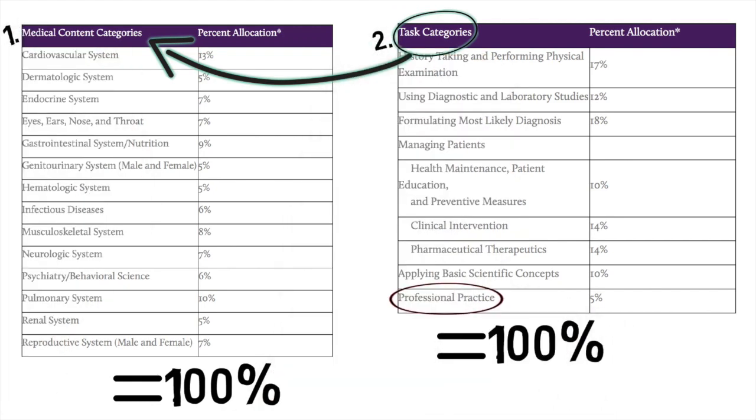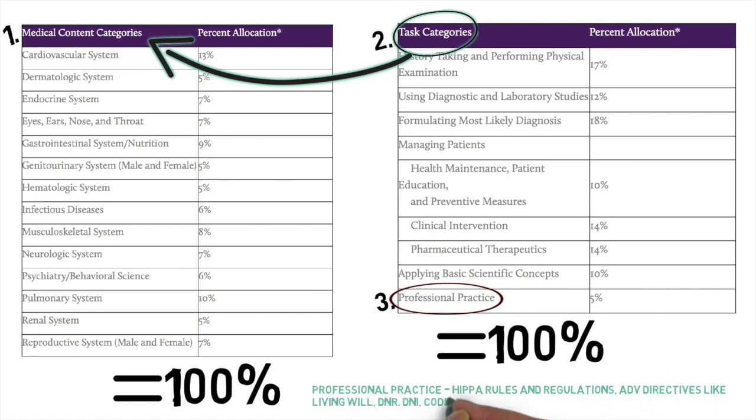I really think professional practice should have been a category in and of itself just to avoid confusion. But basically what professional practice includes is knowing about HIPAA rules and regulations, advanced directives like living will, DNR, DNI, code status, and etc. It's about 5% of the exam, which equates to 15 questions. I really don't think you guys need to spend any time on this category because your didactic year and rotation should be more than enough to prepare you for this 5% of the exam.